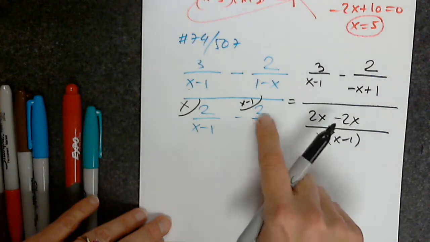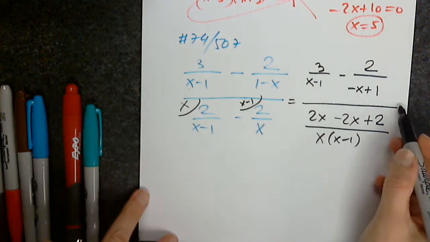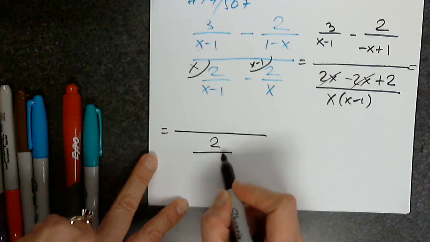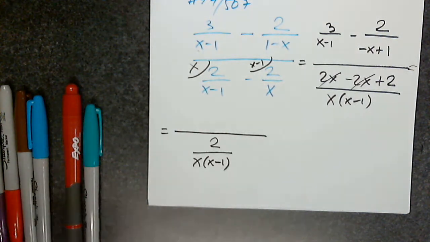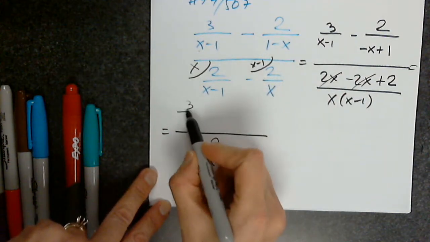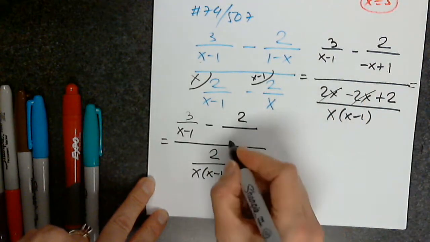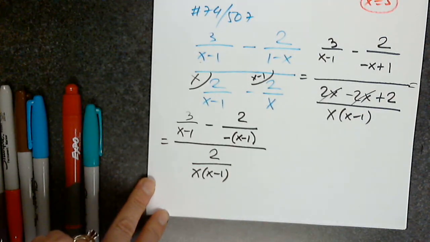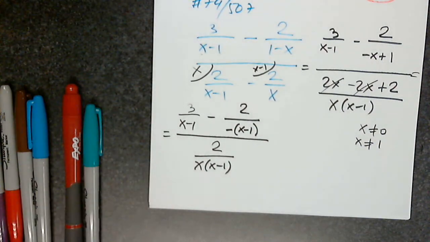Minus 2x plus 2. Do you all agree with 2x minus 2x plus 2? Yes? Okay. So I see that these two go away. So I can already write the denominator as 2 over x times x minus 1. But I still have a lot of work to do for the numerator. So the numerator is 3 over x minus 1 minus 2, and now I factor out negative 1 and write this. Of course, I will write that x cannot be 0 and x cannot be 1, so far, anyway.